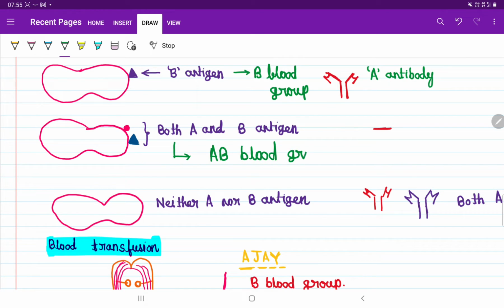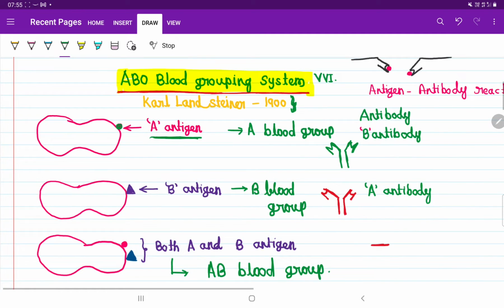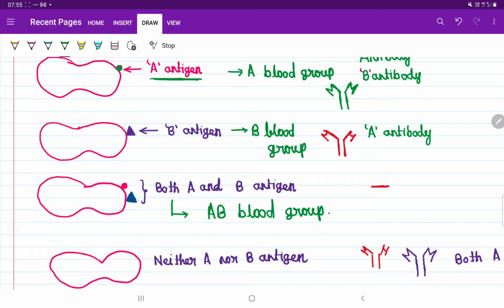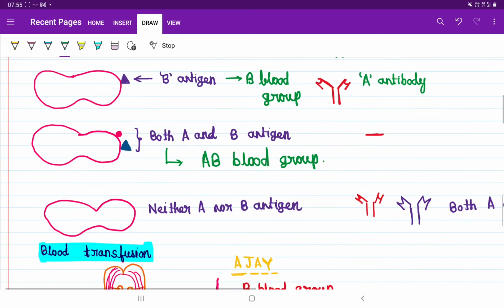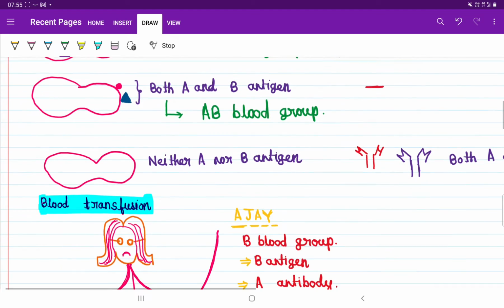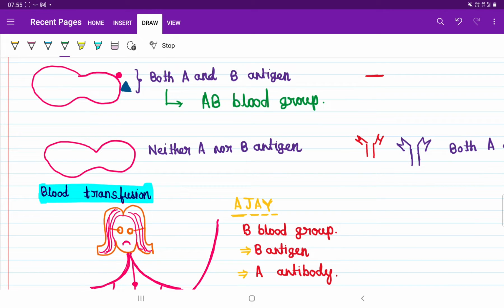Those who have A antigen on their red blood cells, A blood group. Those who have B antigen on their red blood cells, B blood group. Those who have both A and B antigens on their red blood cells, AB blood group. And those who have neither A nor B actually have O blood group.